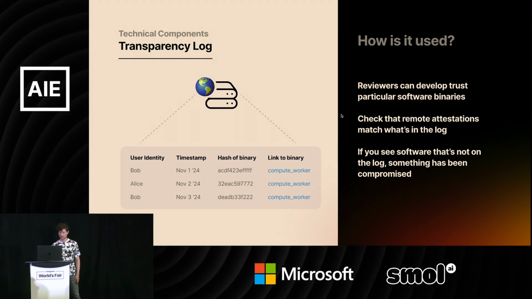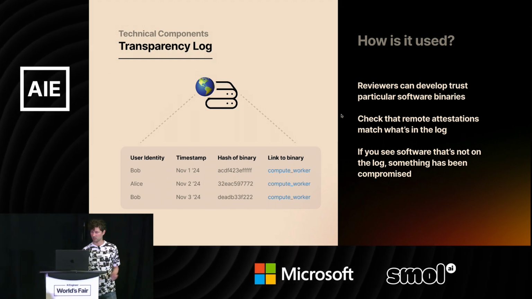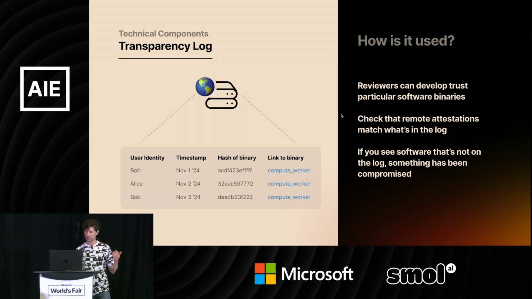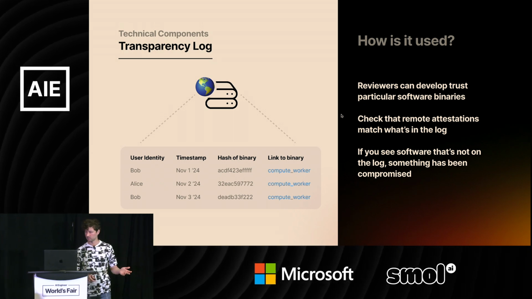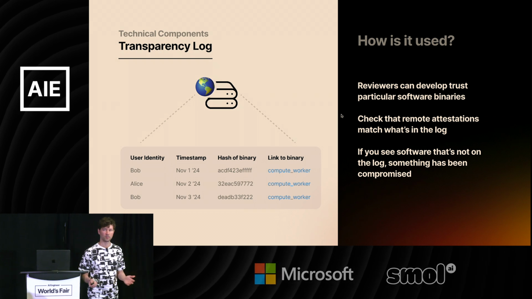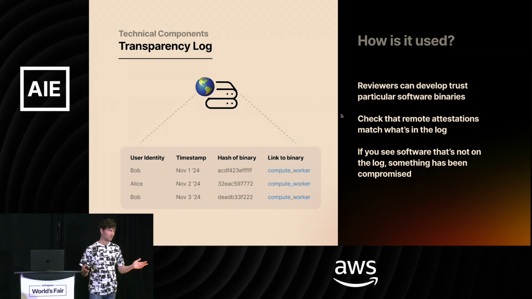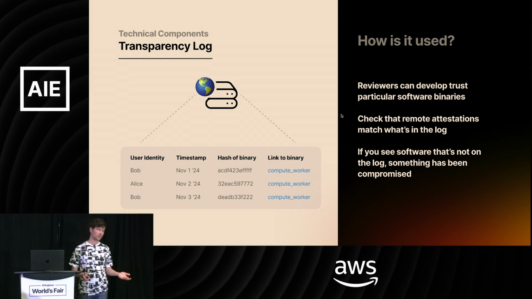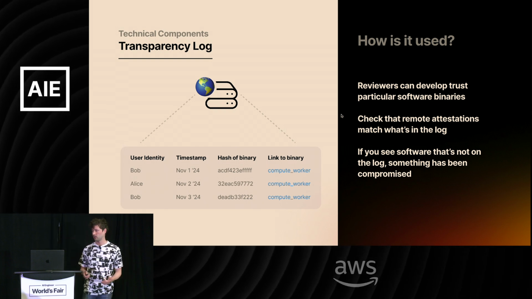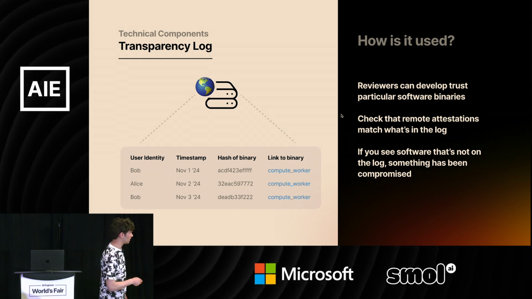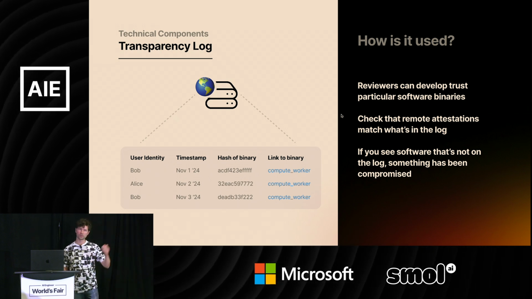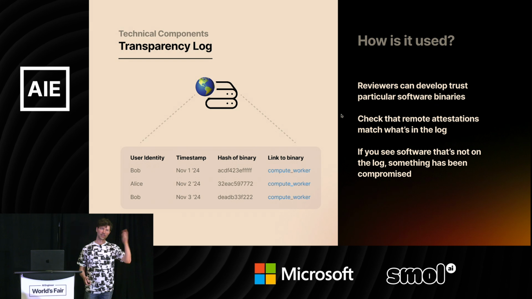The second point is that you can check that remote attestations match what's in the log. And then finally, if you see an attestation that's not on the log, you know the whole system's been compromised. Because if it's not on the log, definitely someone is doing some sort of shenanigans, right? They might have hijacked your connection, or whatever. And it's just because a limited set of people can write to this log, and there's no way to modify the log, right? It's append only. It uses a Merkle tree so that you can't change the contents.